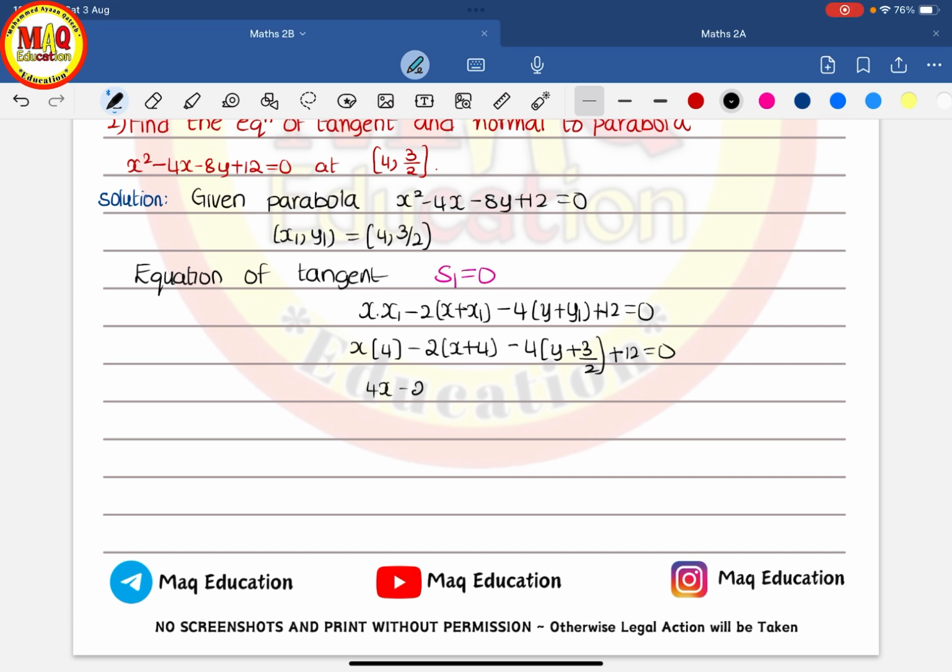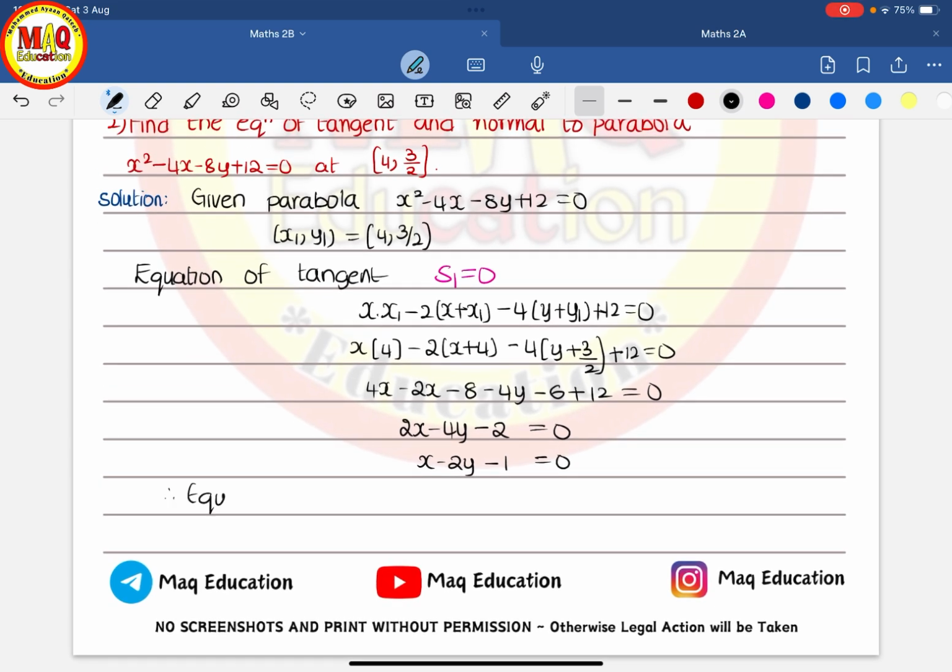4x minus 2x minus 8 minus 4y. 2 times gets cancelled and 2 3s are 6. Minus 6 plus 12 equal to 0. 4x minus 2x is 2x, minus 4y, minus 14 plus 12 is minus 2, equal to 0. Taking 2 common, x minus 2y minus 1 equal to 0. So this we got is the equation of tangent.